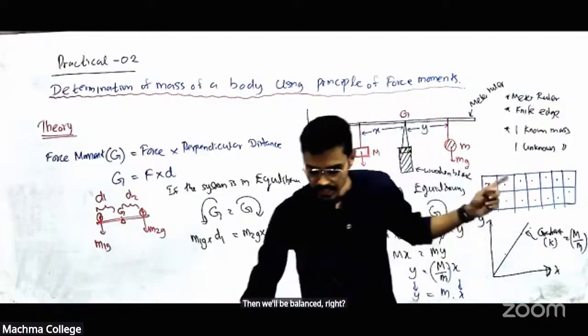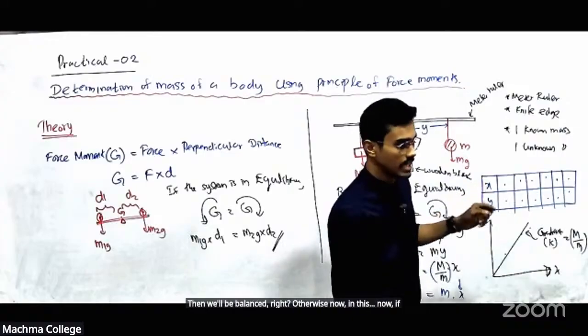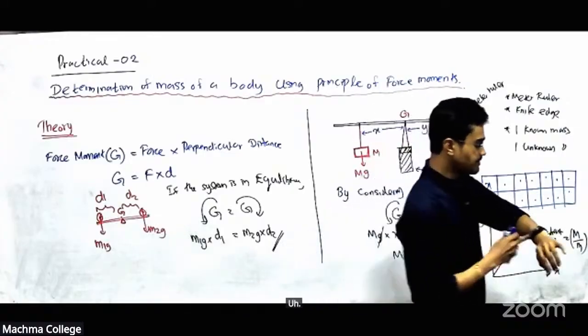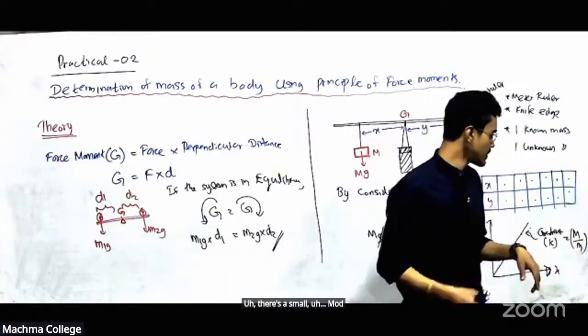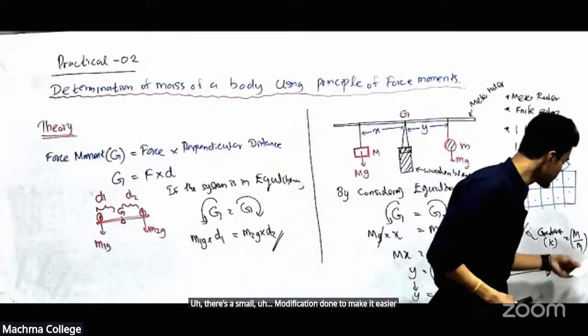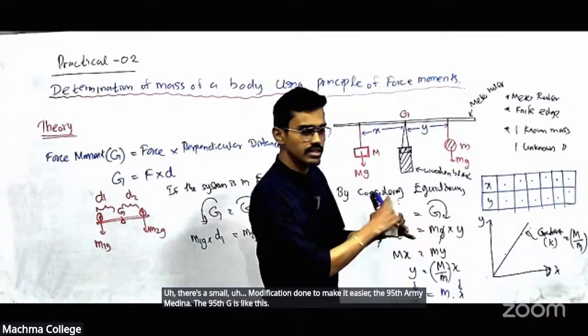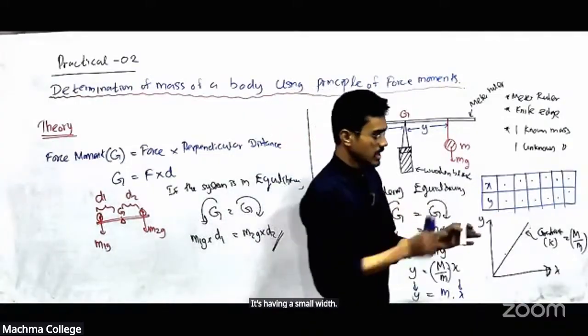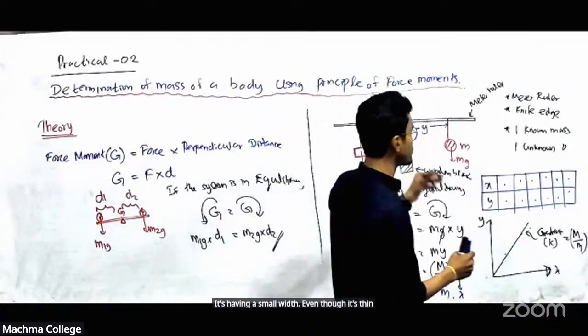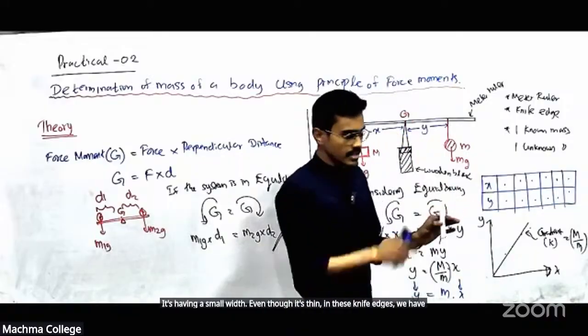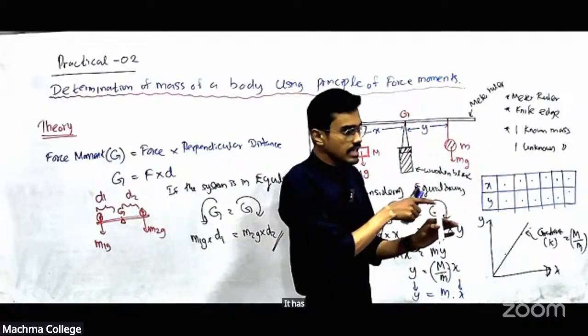Otherwise, in this knife edge that is in the lab, there's a small modification done to make it easier. The knife edge is like this. It's having a small width. Even though it's thin, in these knife edges we have in labs, it has a small thickness like this.